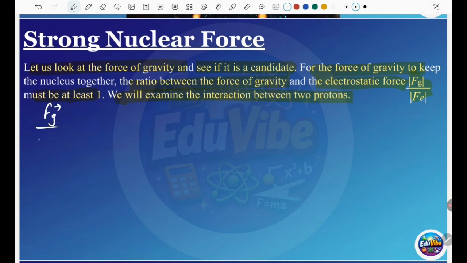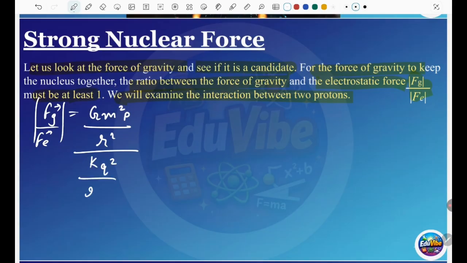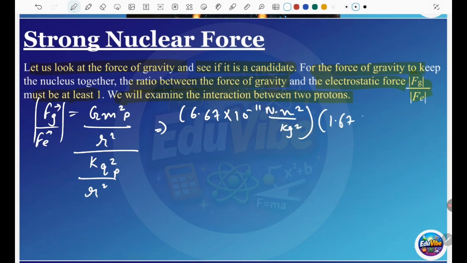So Fg upon Fe, the force of gravity upon the electrostatic force. The force of gravity, you all know from grade 10, is G m square upon r square, and we use the mass of the proton in this. It is divided by the electrostatic force, which is k q square upon r square. We use the proton's charge for q square because it is the same. G is 6.6 times 10 raised to minus 11 newton meter square per kg square, and the proton mass squared is 1.67 times 10 raised to power minus 27 kg square.